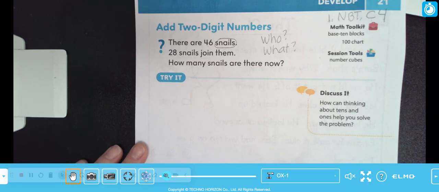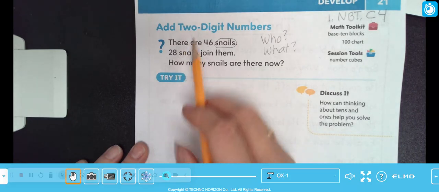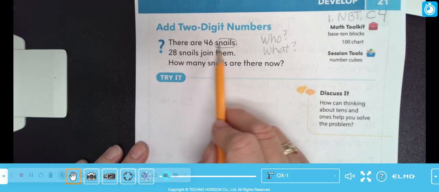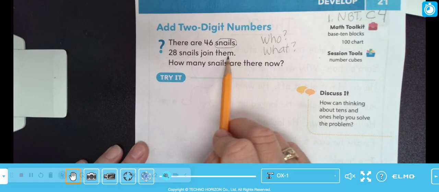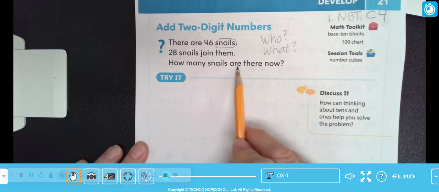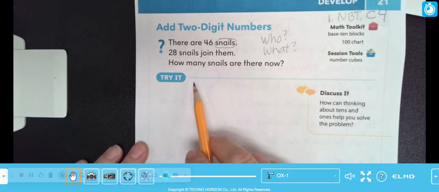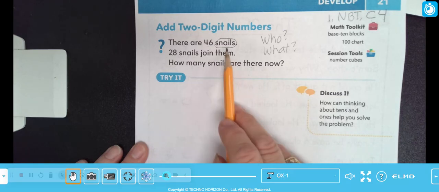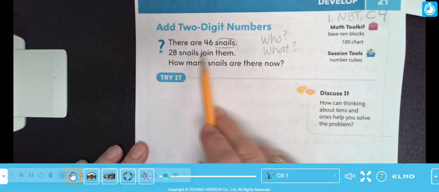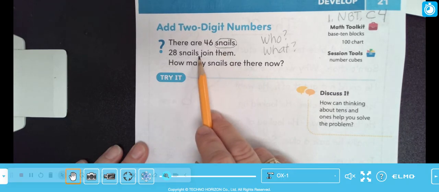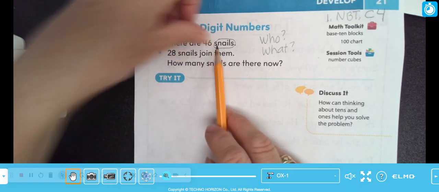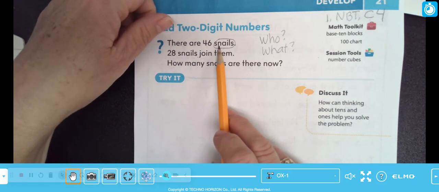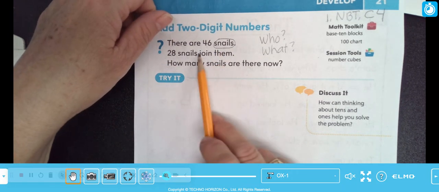Okay, let's read it again. Ready? Begin. There are 46 snails. 28 snails joined them. How many snails are there now? So what's happening with the snails? Well, there were some snails at first, and then others came to join them. We're not looking at the numbers. We're not talking about 46 or 28 yet. We're just talking about what's happening with the snails. There were snails, and then more snails came.